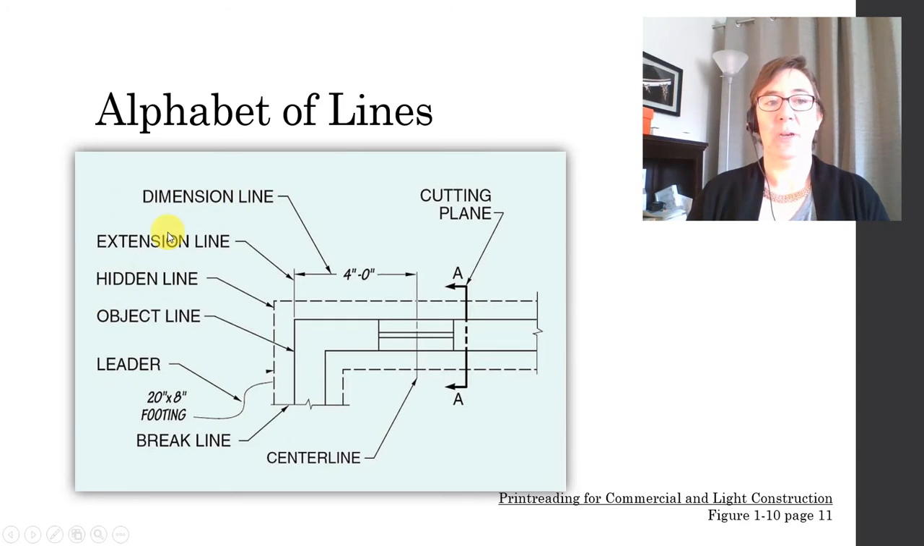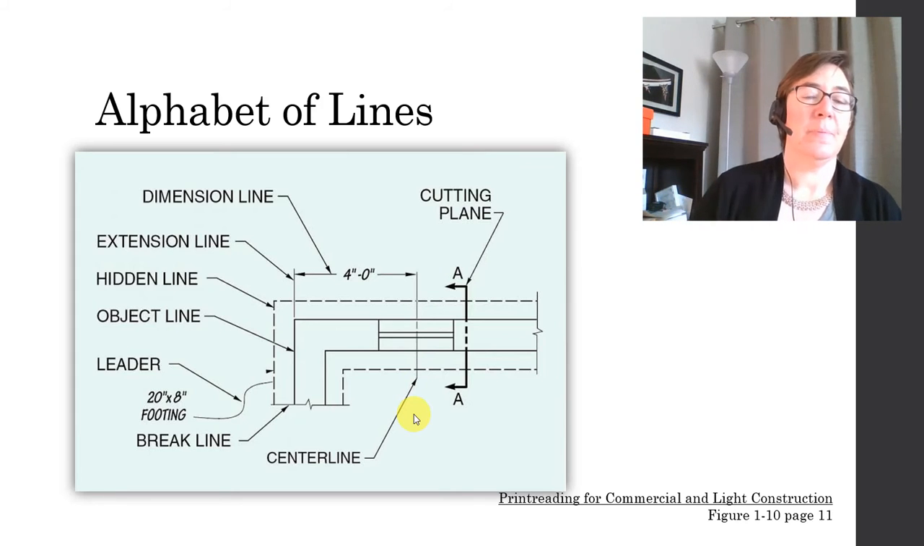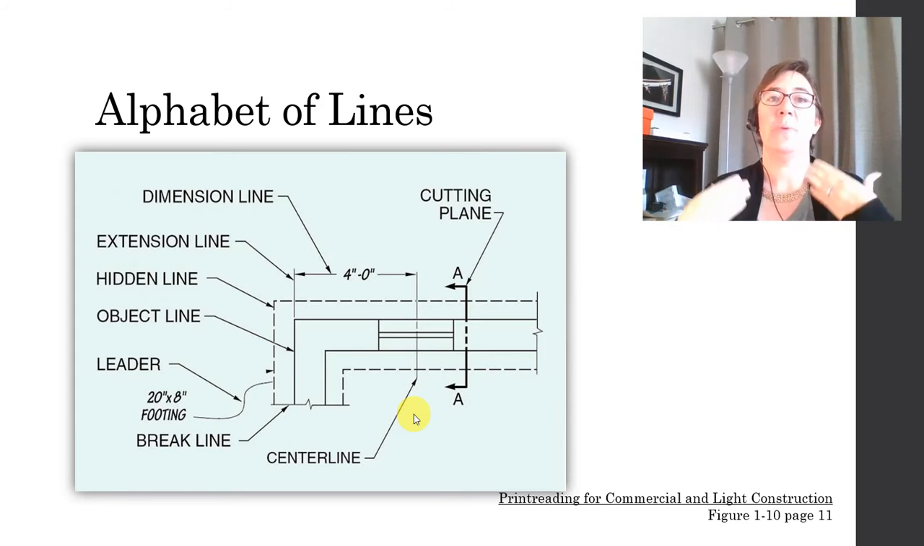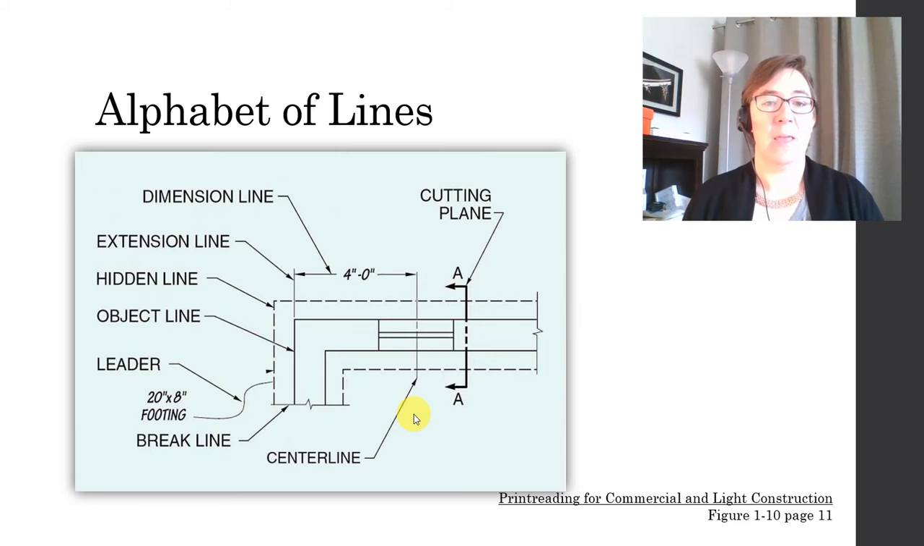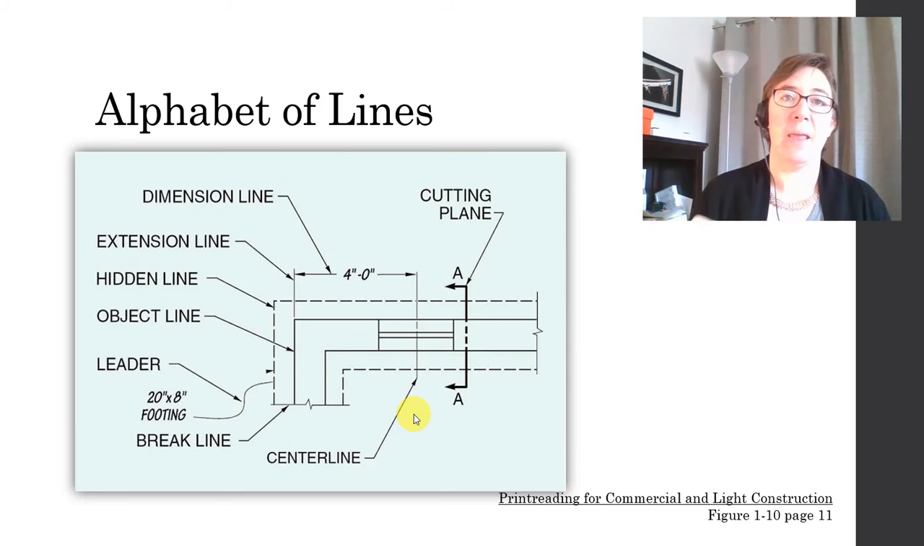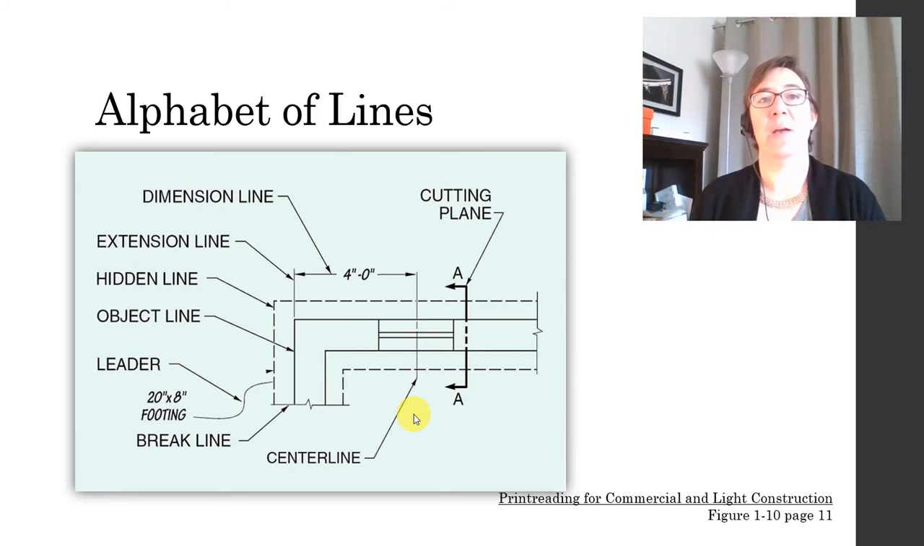Here are a dimension line and extension line used to indicate the location of an item. And we're also using a center line right here. If you can see, it's a long dash, short dash, long dash. That is indicating that we are measuring to the center of the window. If we didn't use the center line type for that extension line of the dimension, then we would have to use some other way to say, hey, we are measuring exactly to the center of that window.